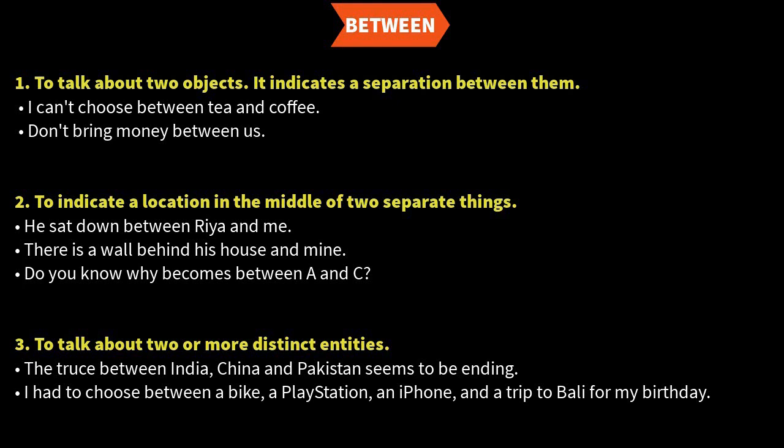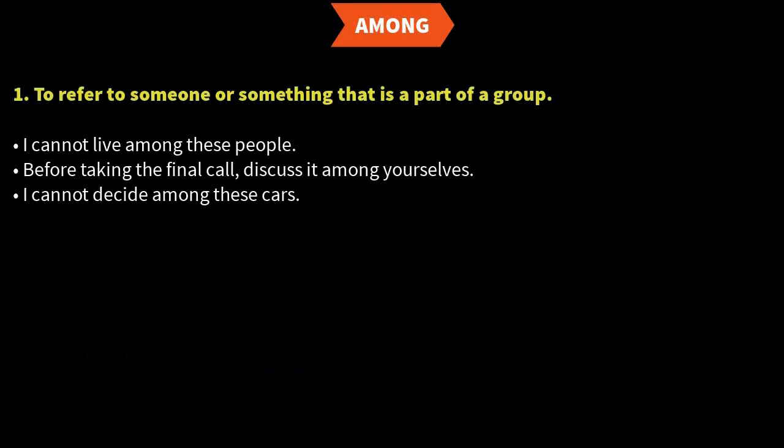Let's talk about the next preposition, among. Among is used for more than 2 items. I cannot live among these people. I cannot live among these people, with these people, in the middle of these people, surrounded by people. Among shows a relation where one is a part of a group or a crowd, right? Or is surrounded by that crowd or is in the middle of that crowd.